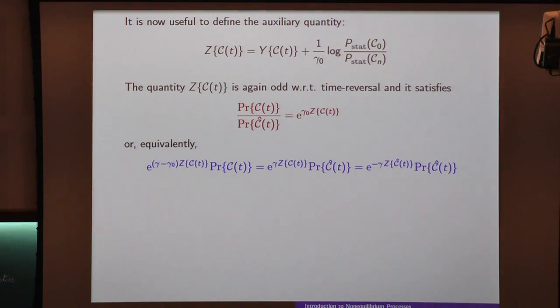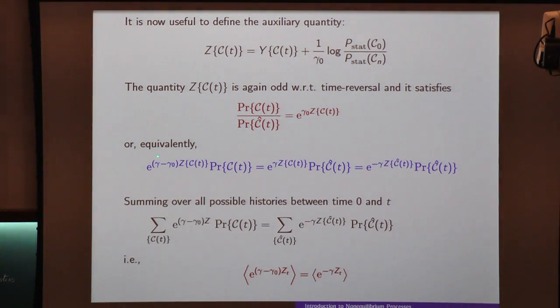So now we just have a pathwise identity for this quantity exponential z, but this is nothing but a generating function. And now we just sum over all configurations, all possible histories between time 0 and t. So we sum this quantity and use this relation to rewrite this term as exponential minus gamma z of c hat, probability of c hat. Now there's a very little trick. Summing over c is the same as summing over c hat because there's a duality. So I'm not losing anything here. There's no Jacobian, if you wish.